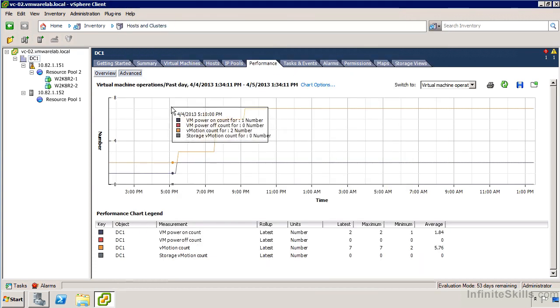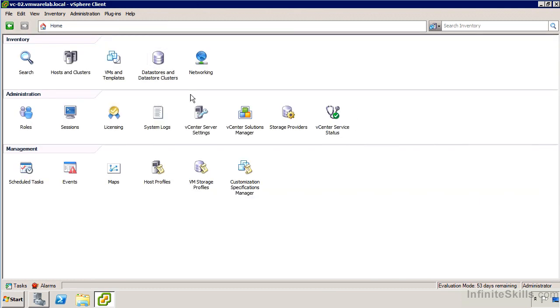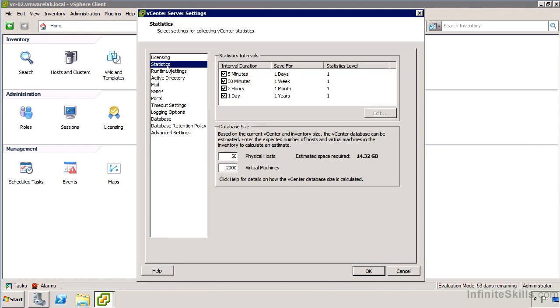One other thing I'd like to point out, though, is that you may want to tune these statistics and how they're gathered and how long they're maintained for. So if you go back to the homepage of vCenter and go over to the vCenter server settings, you'll see that under statistics, we have the ability to specify how much data gets collected and how long it gets saved for. So we can see that it's keeping statistics level 1 for 5-minute intervals for 1 day, 30-minute intervals for a week, 2-hour intervals for a month, and 1 day for a year.